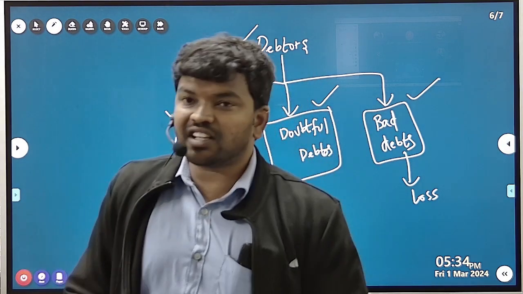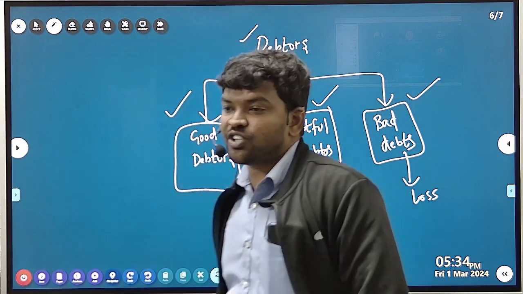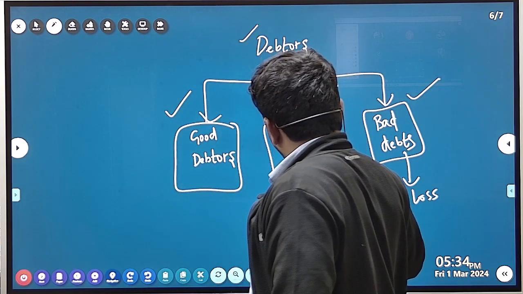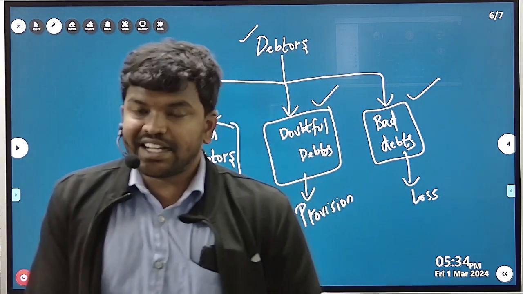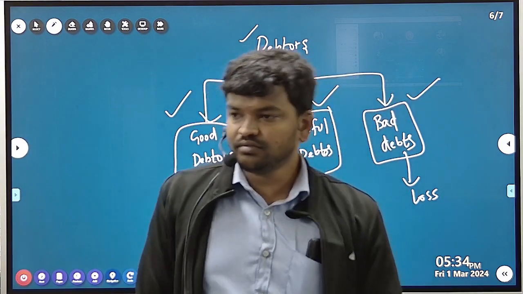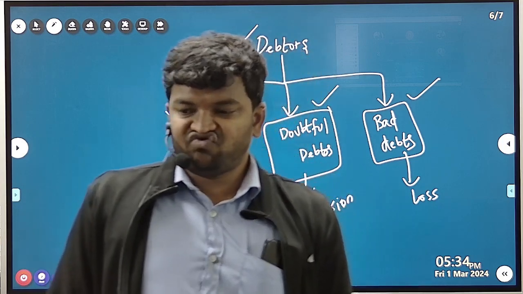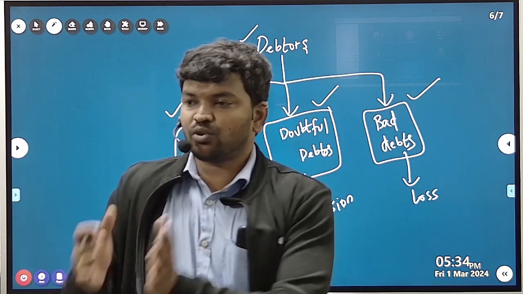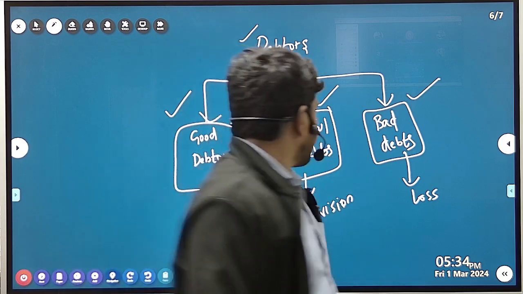But doubtful debts: you don't know whether they will pay or they will not pay, so you will create a provision for them. What do you call this? Provision. Provision for doubtful debts, or you can call it provision for bad debts also. Provision is nothing but you are setting aside some amount from the profit. Okay, this is provision.